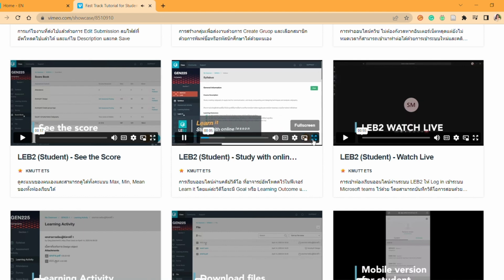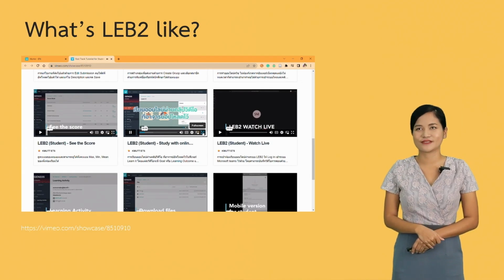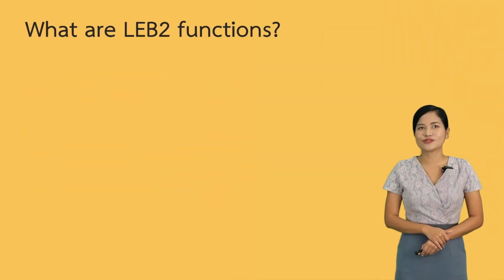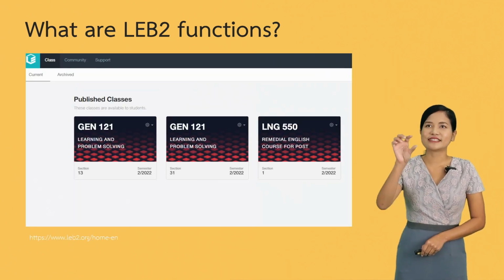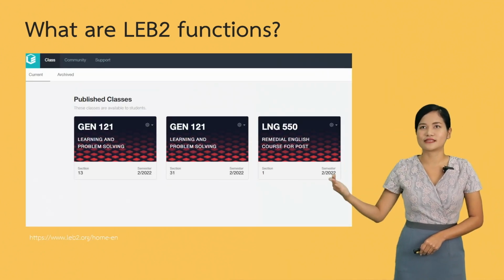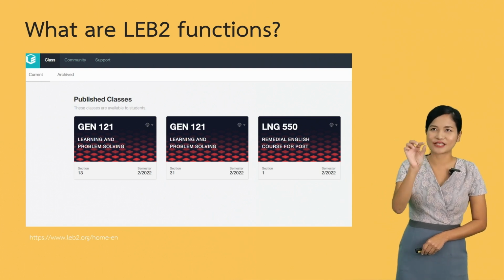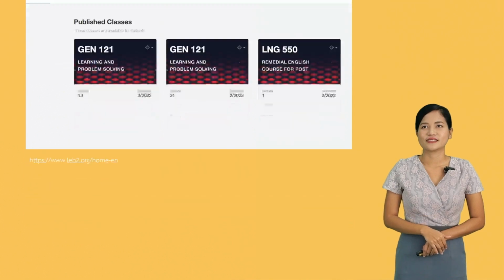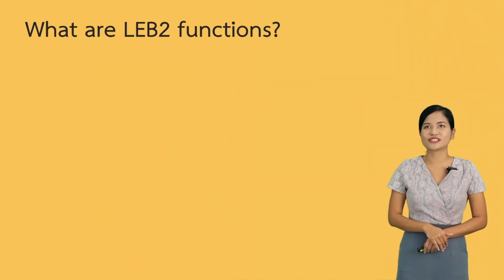Okay. So it has Thai language over there too. Yeah. So okay. That is about LEB2. So what are LEB2 functions? Actually, this is the example of published classes. For example, Gen 1 to 1, Gen or Language 550 that can use LEB2 right here. So look at this. What are LEB2 functions?